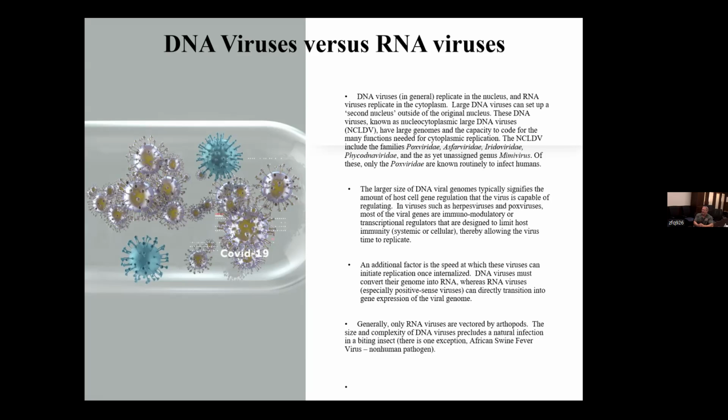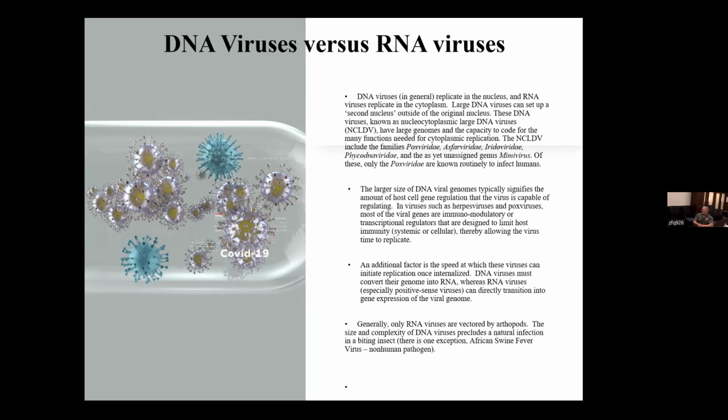And the final difference that we see, and again, this is not 100%, but in general, DNA viruses, because they're a DNA molecule, and this is a dogma of molecular biology, must replicate in the nucleus of the cell. RNA viruses, because they're an RNA molecule, are going to replicate in the cytoplasm of the cell. Are there some exceptions to this rule? There are, and I mentioned them in here with the large DNA viruses using a second nucleus outside the original nucleus. But by and large, the big differences between DNA and RNA viruses are going to be the site of replication, the speed at which these viruses can replicate, and the complexity of their genome.